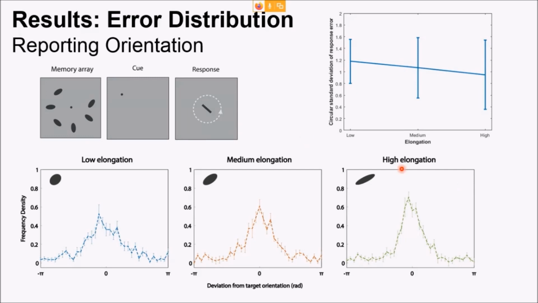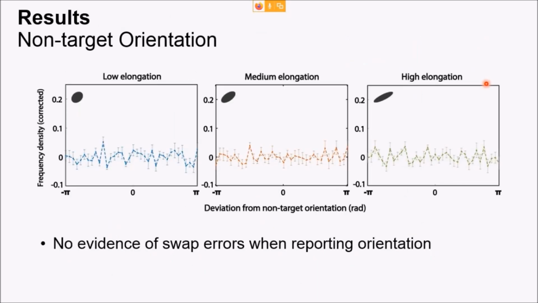The first result I'll go through is the reporting of orientation. This is when they've been cued with a location. This result is important as it will show us whether the changing of the ellipse elongation successfully influenced the variability with which orientation was stored. Across the bottom here we have the distribution of errors when reporting orientation, and these are centered on the target orientation. On the top right here, we have the circular standard deviation of the response error, which is a measure of variability, and you can see that this is successfully decreased as elongation increases.